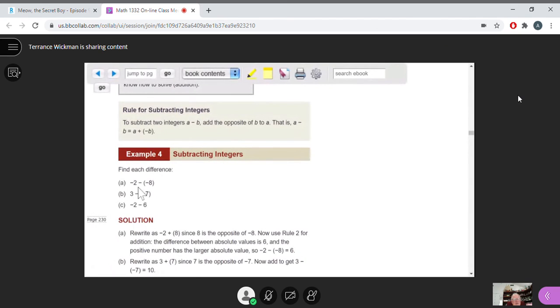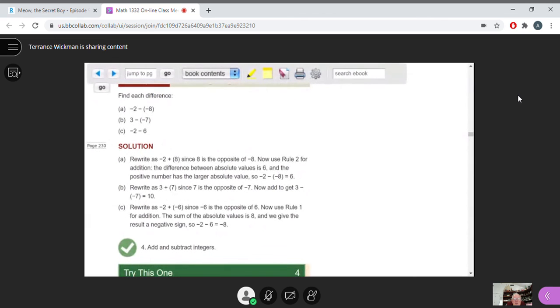Okay, number 4. Two like signs mean plus. So you have a negative 2 plus 8. That's the same thing as 8 minus 2, which everyone knows is 6. 3 plus 7 is 10. C is not two like signs. So if you lose $2, it's 6 plus 8.